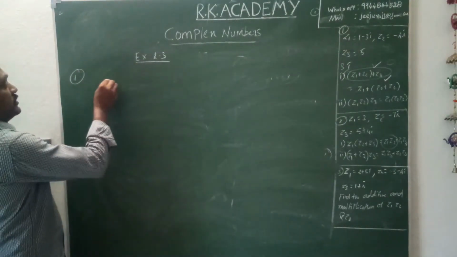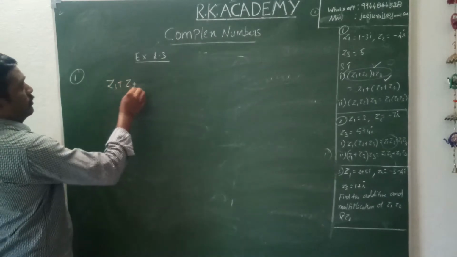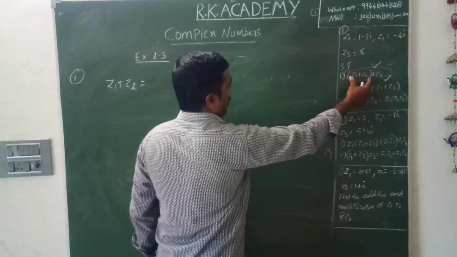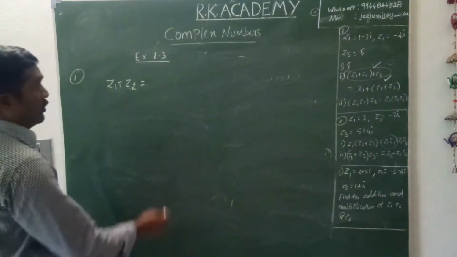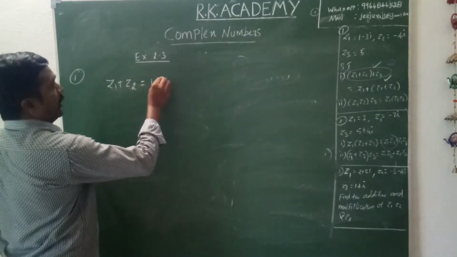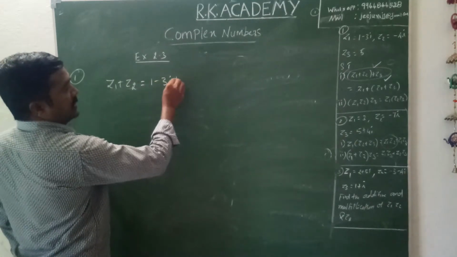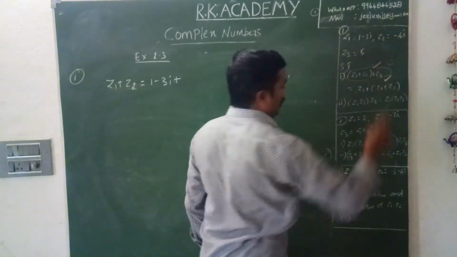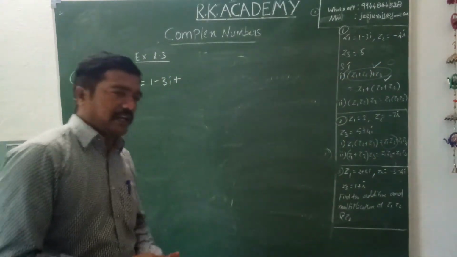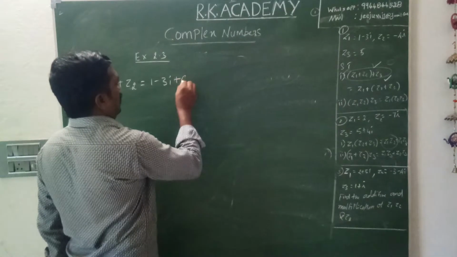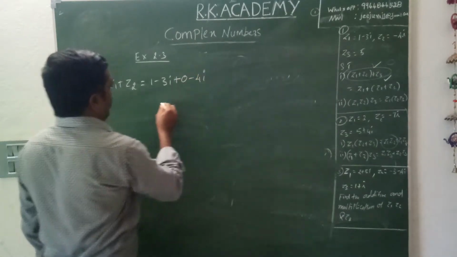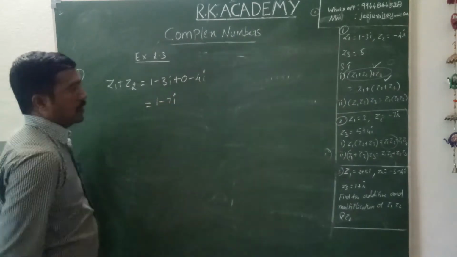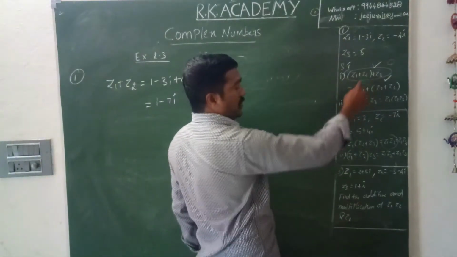Yes, Z1 plus Z2. First we are taking the bracket, Z1 plus Z2. What will happen? Z1 is 1 minus 3i, plus Z2. What is Z2? It's a single value, completely imaginary. You can write 0 minus 4i. Now what about the real part? 1 minus 7i. Now Z1 plus Z2 is over.